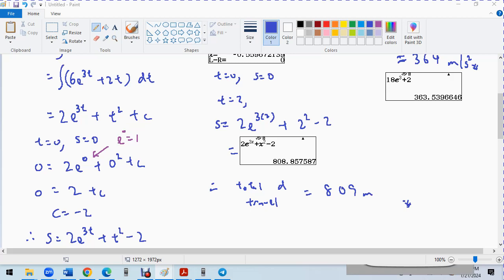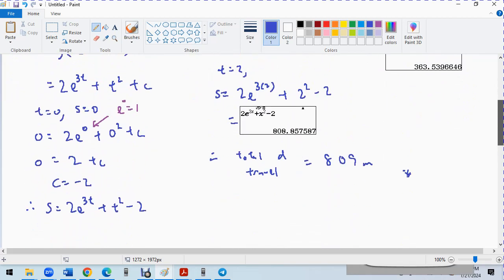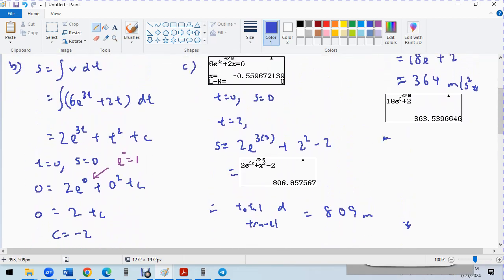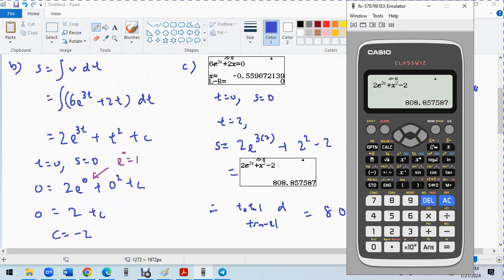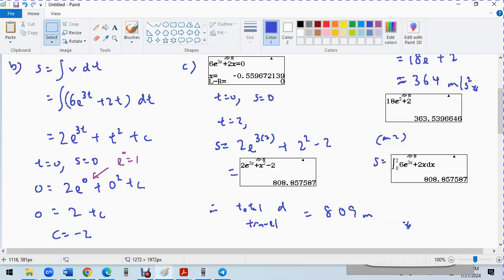We can also do it the other way. Okay, method 2 for this one. So s is the integration of v, that is 6e^(3x) plus 2x from 0 to 2. Okay, we'll also get the same answer.